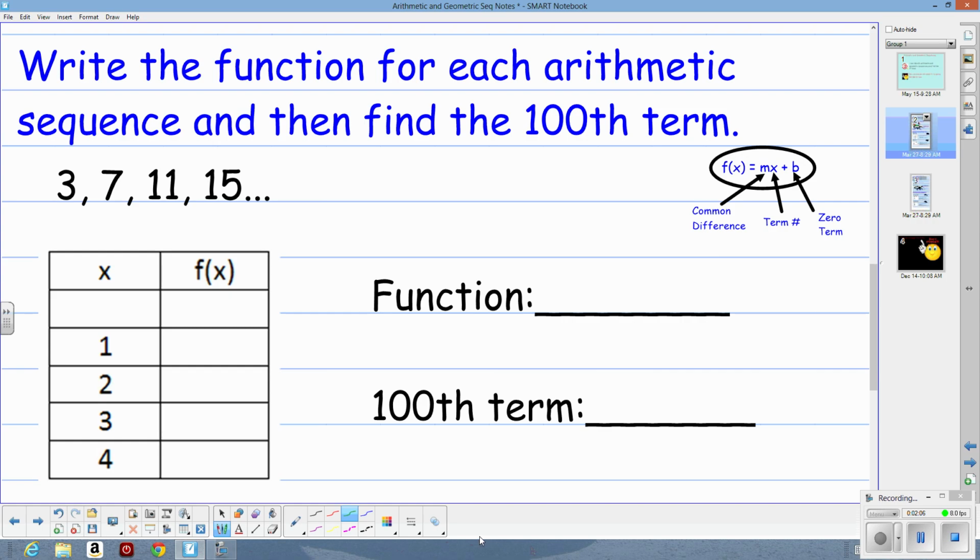So in our first example, it says write the function for each arithmetic sequence and then find the 100th term. So we have an arithmetic sequence, 3, 7, 11, 15. To go from 3 to 7, we are adding 4. And from 7 to 11, we're adding 4. And from 11 to 15, we're adding 4. So if I want to write my rule, f of x equals the common difference, or what it's increasing or decreasing by. This is increasing by 4, so it's going to be a positive 4x.